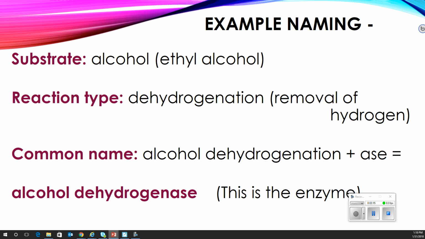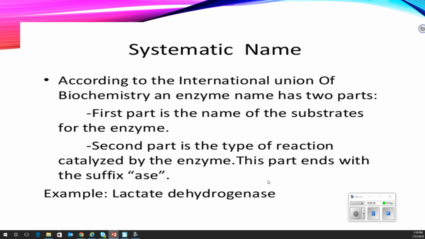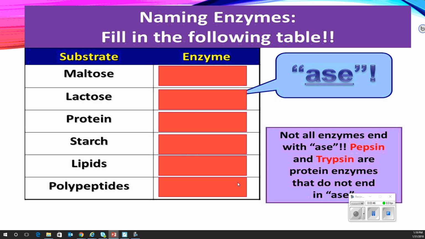Okay, so basic naming again. Substrate, if it's an alcohol, ethyl alcohol, whatever; type of reaction, dehydrogenation, removal of hydrogen. Common name: alcohol dehydrogenase, plus the ASE. So this right here is my enzyme. Systematic name just gives another one here. It has two parts. First, the name of the substrate. The second part is the reaction catalyzed, but put in by the ASE. So lactate dehydrogenase.